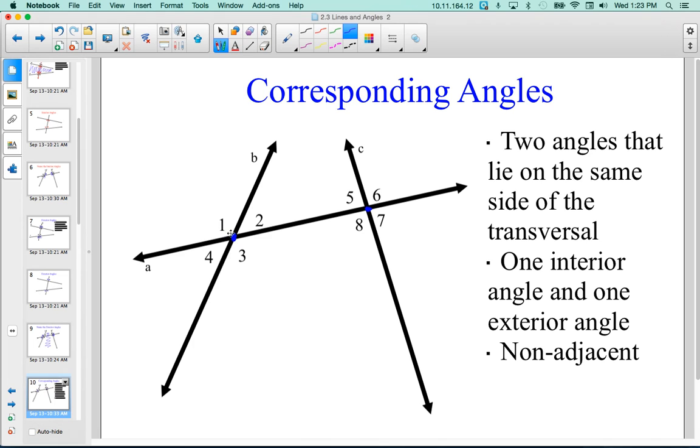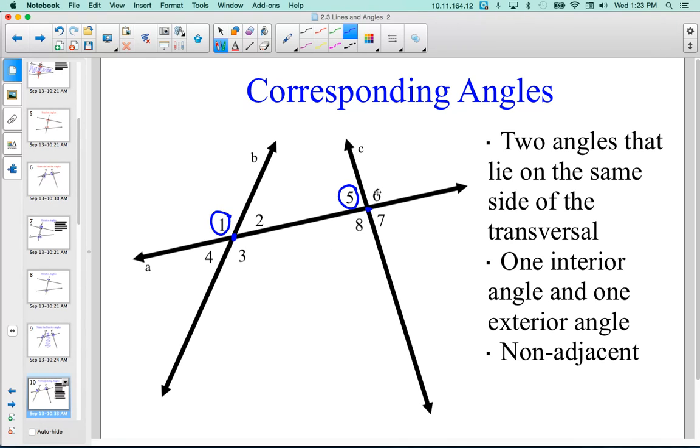So if I look at the intersection point right here, the top left angle to that intersection is 1. If I go to the other intersection point, top left is angle 5. 1 and 5 are corresponding angles. They're two angles that lie on the same side of the transversal, so they're above the transversal in this case. One interior and one exterior. 5 is the interior, 1 is the exterior, and they're non-adjacent.